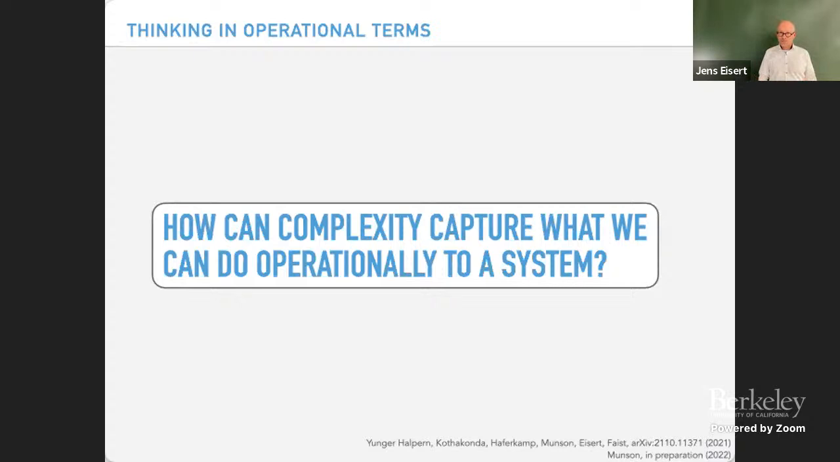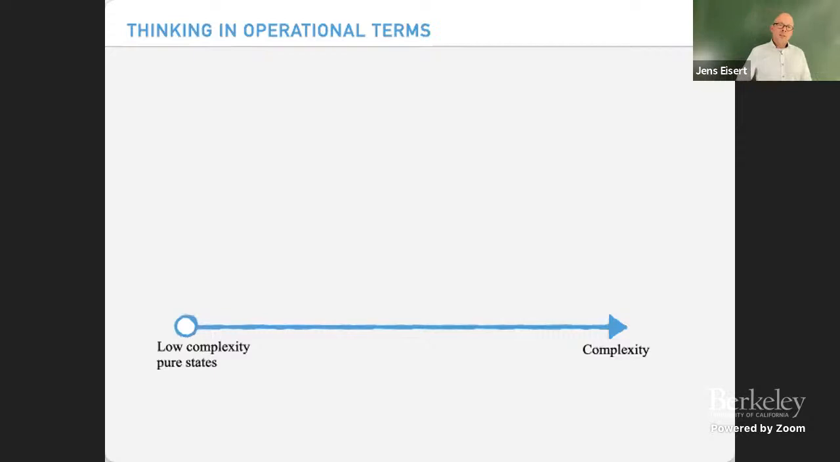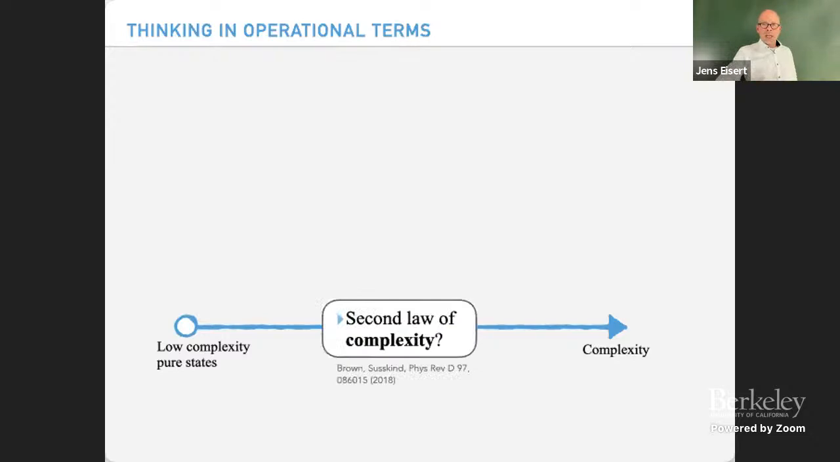We have seen this plot earlier of a string that arranges pure quantum states according to their complexity, with a low complexity state sitting on the left side. And there is the conjecture of Brown and Susskind of a second law of complexity that would argue that states are only allowed to develop into states of higher complexity under their own natural dynamics.